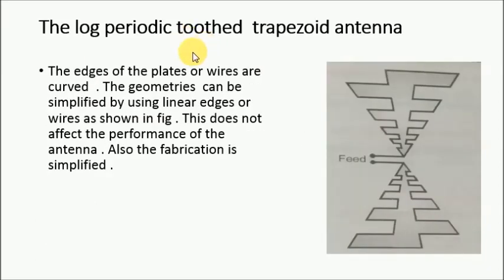The log periodic toothed trapezoidal antenna. The edges of the plates or the wires are curved, and because of that geometry it is going to satisfy the linear edges, and we can also replace them with wires, and this does not affect the performance of the antenna. Also the fabrication is very simple.